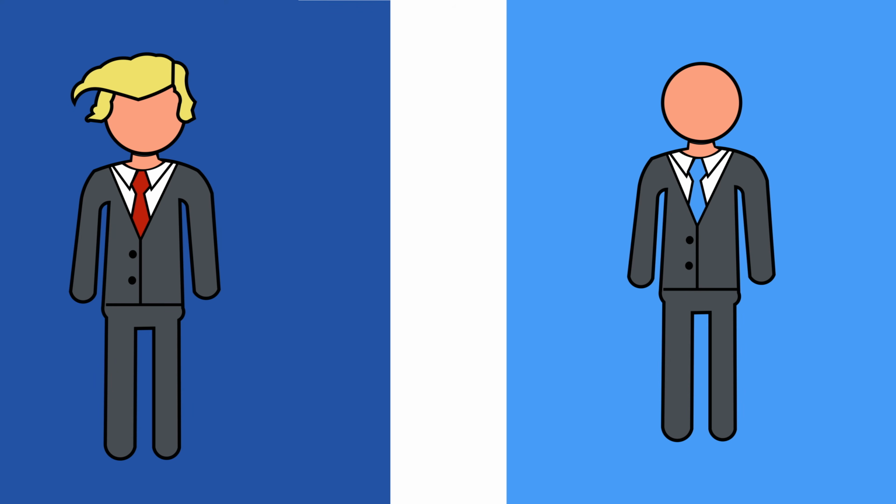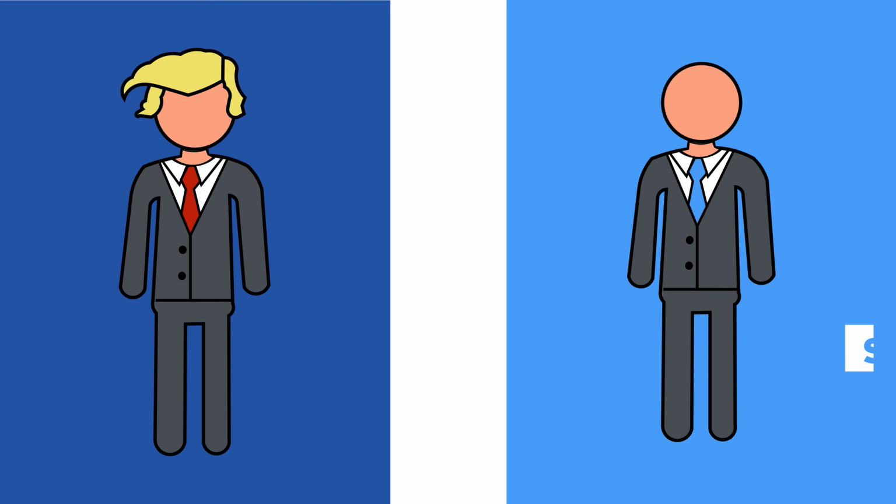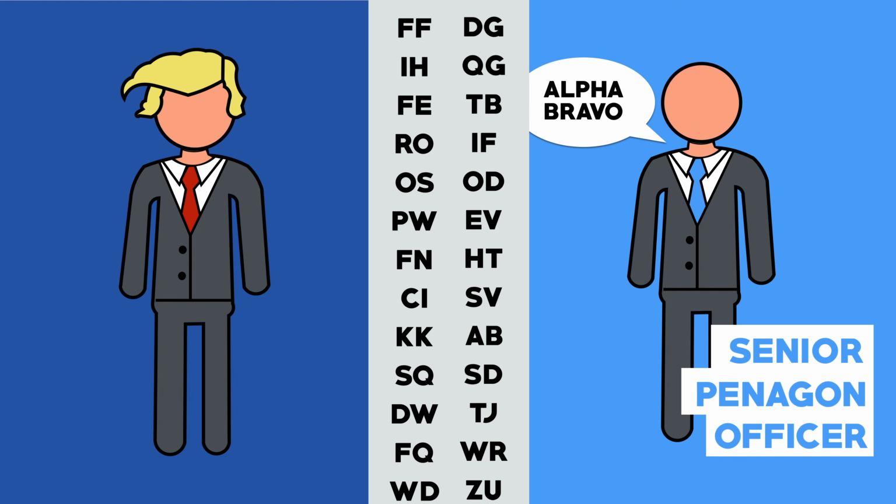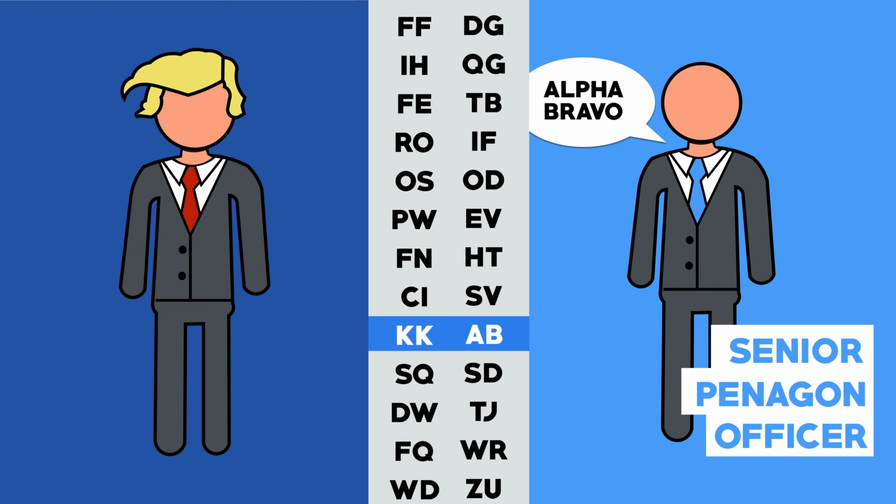Step 4. Once the order to strike has been made, then a senior Pentagon officer has to confirm that it's the President making the decision. To do this, the officer reads a code to the President, which consists of 2 letters from the military alphabet, for example, Alpha Bravo. This will correspond with another 2 letters on the biscuit card, which the President or one of their aides carries with them at all times. The President simply needs to find the matching code and read it back to the officer.